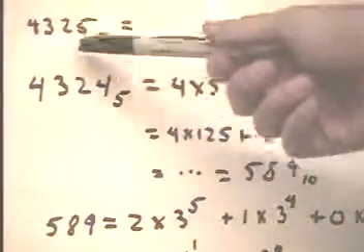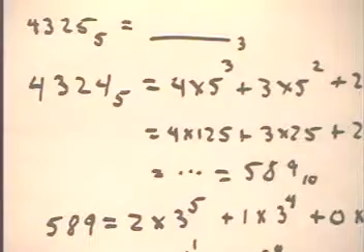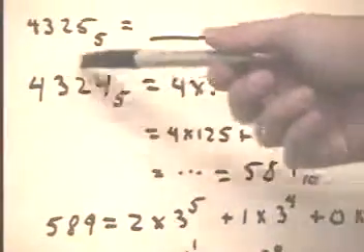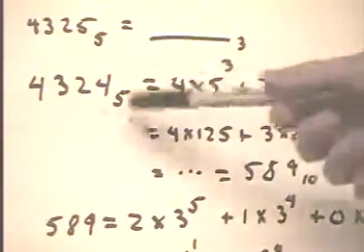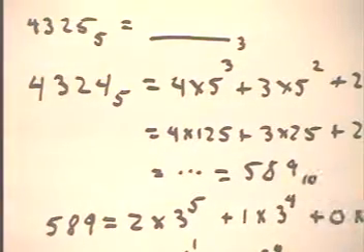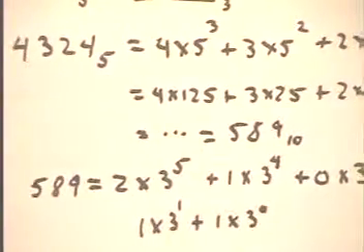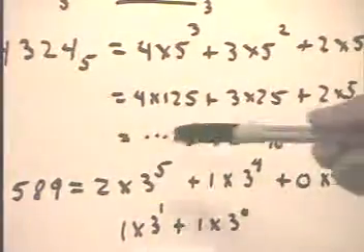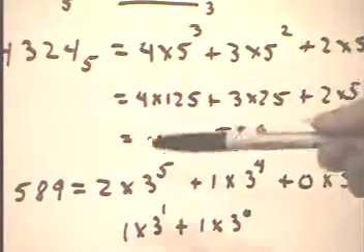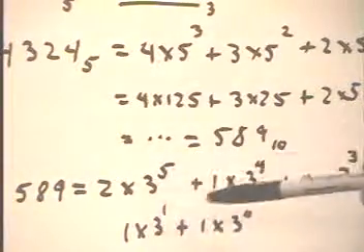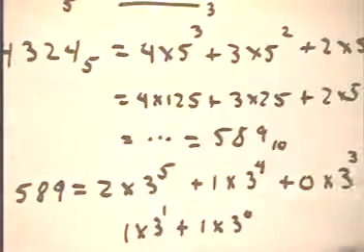Anyhow, 4325 base 5 equals what to the base 3? Well, we convert 4325 base 5 to base 10, and we get 589 base 10. Now 589 base 10 converts to base 3. We need a 3 to the 5th, which is 243, and we need 2 of those. 2 of those makes up 486, leaving us 103.